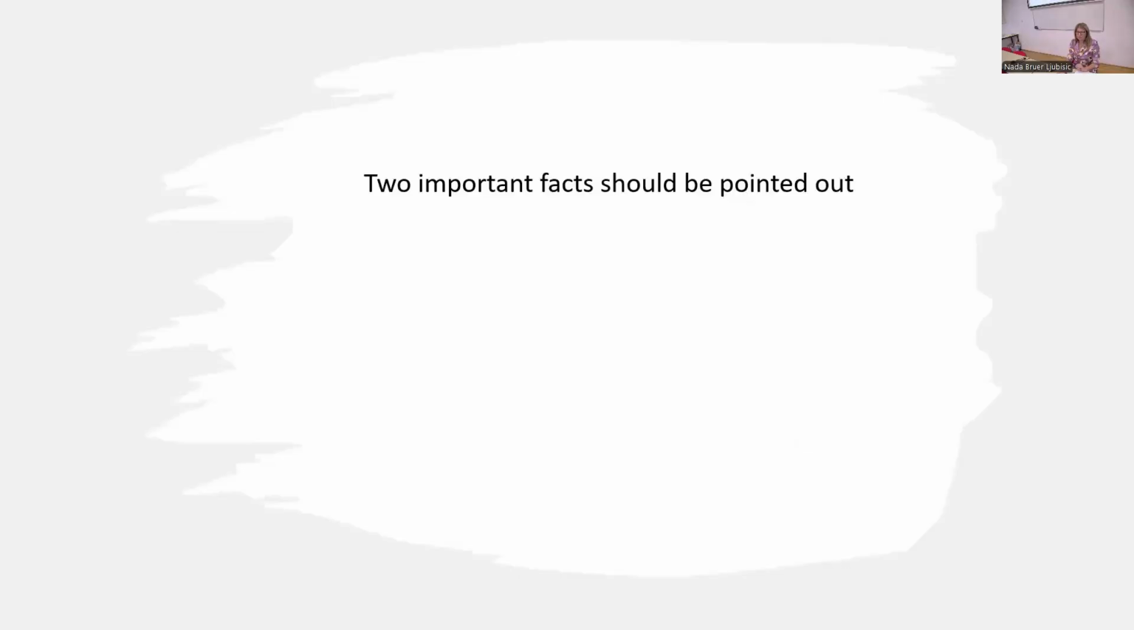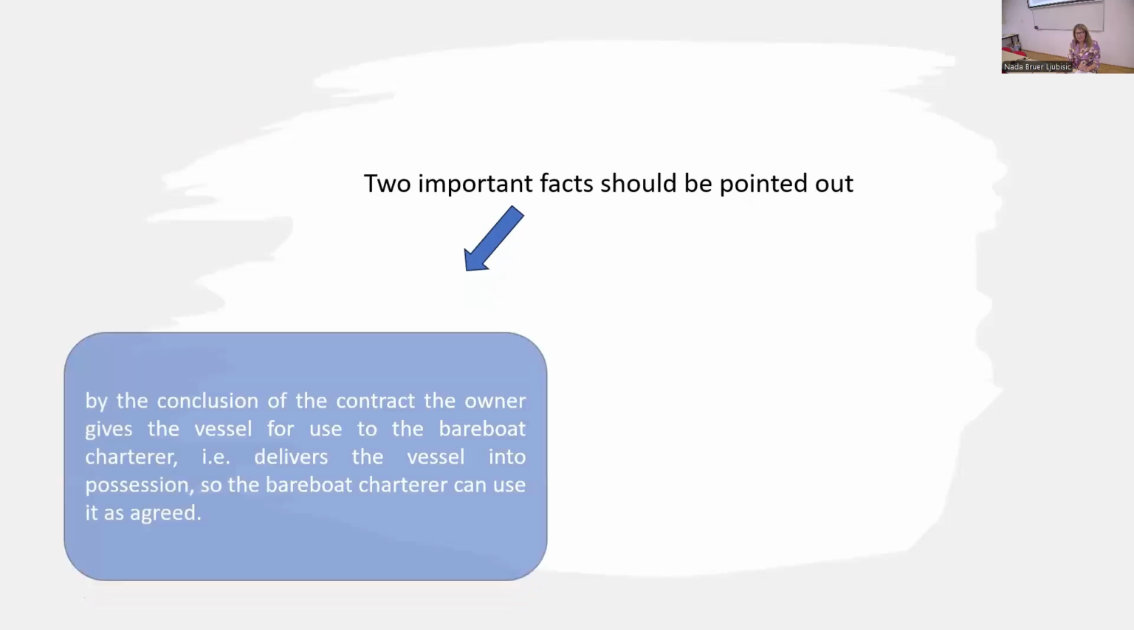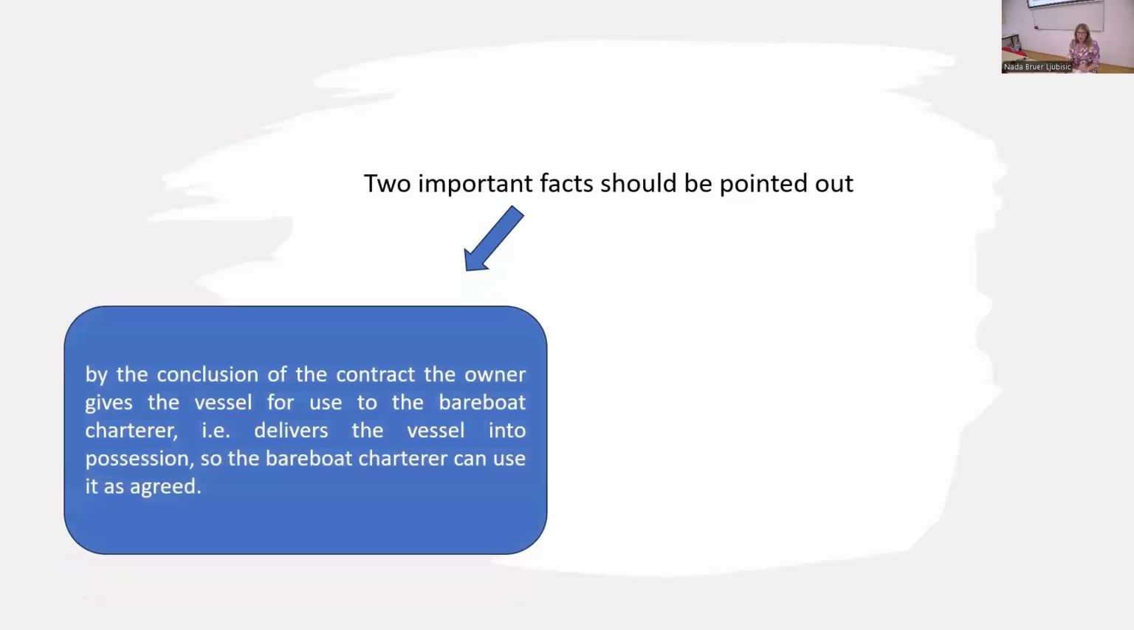So there are two important facts about bareboat charter. The first one is that by conclusion of the contract, the owner gives the vessel for use to the bareboat charterer, or we can say that he delivers the vessel into possession, so the bareboat charterer can use it as agreed.